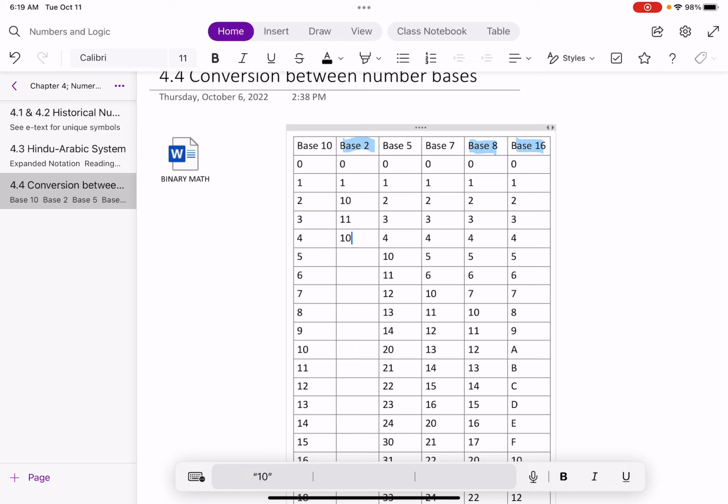But I can't make it different from the other one, so now I put in another 0. And then I do a 1, 0, 1. And then I go to 6. And again, I have to start over. So 6 would be 1, 1, 0.